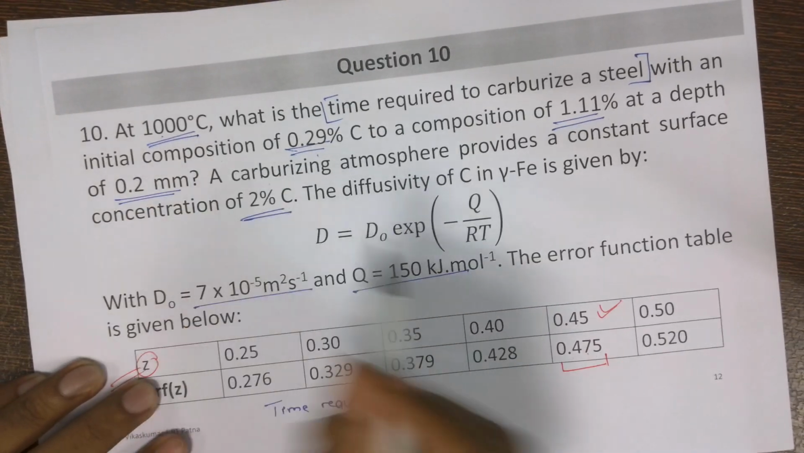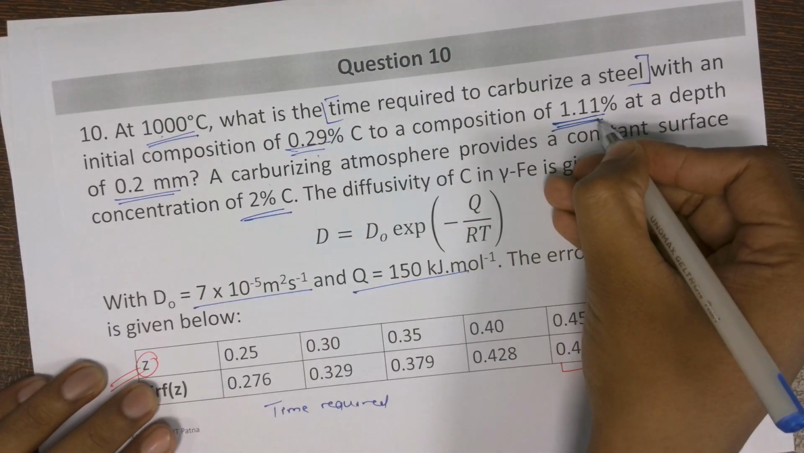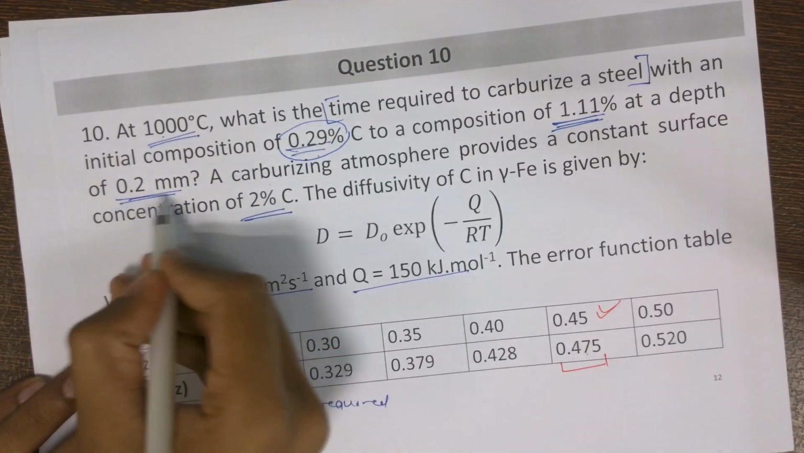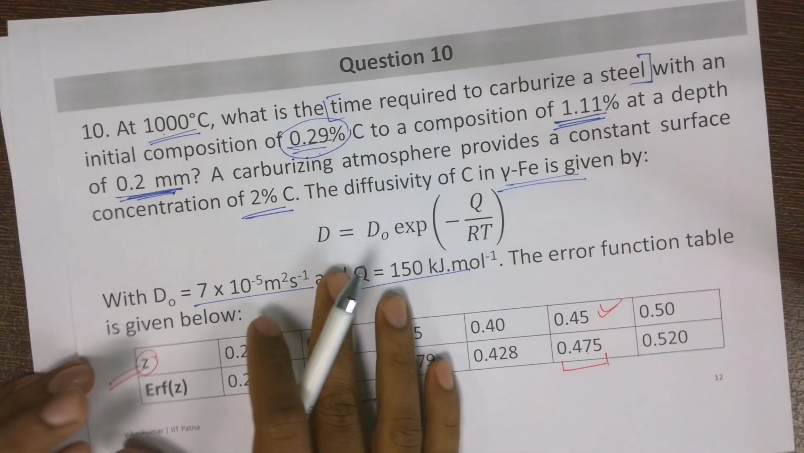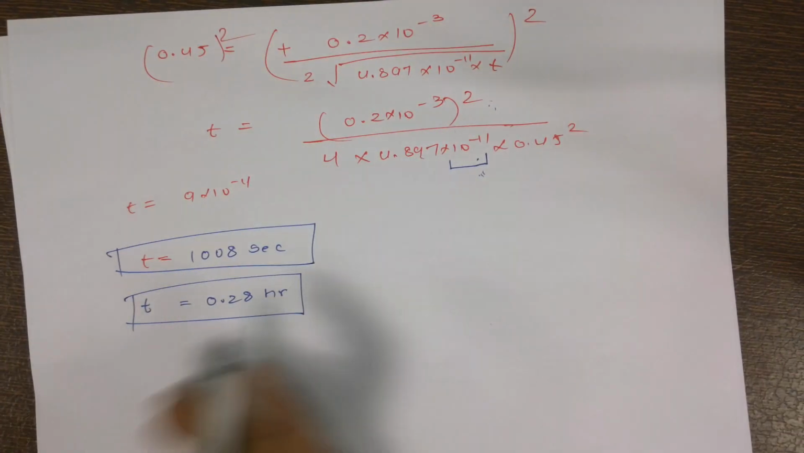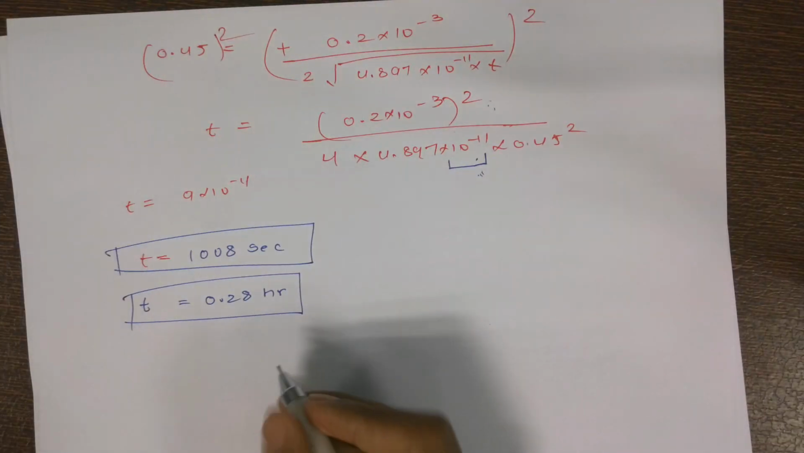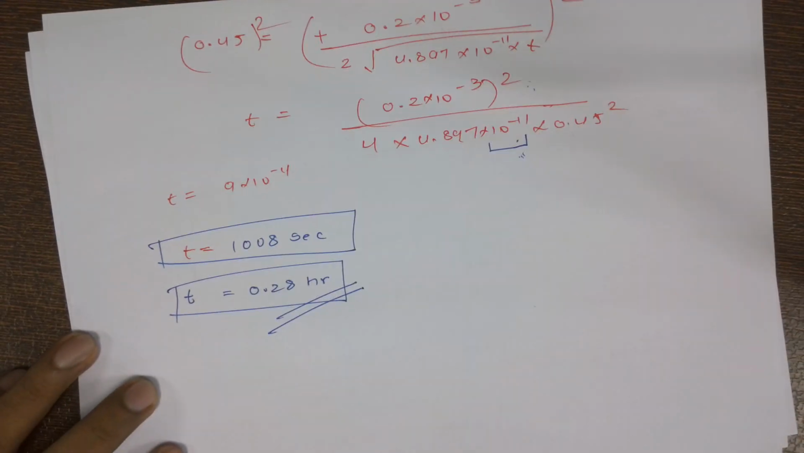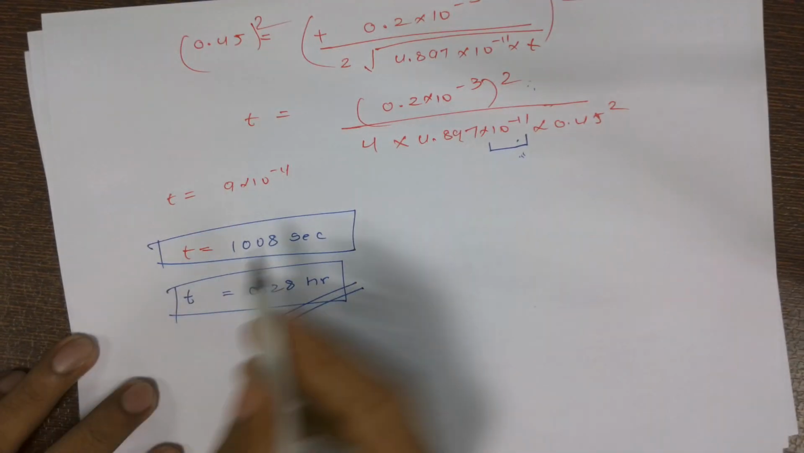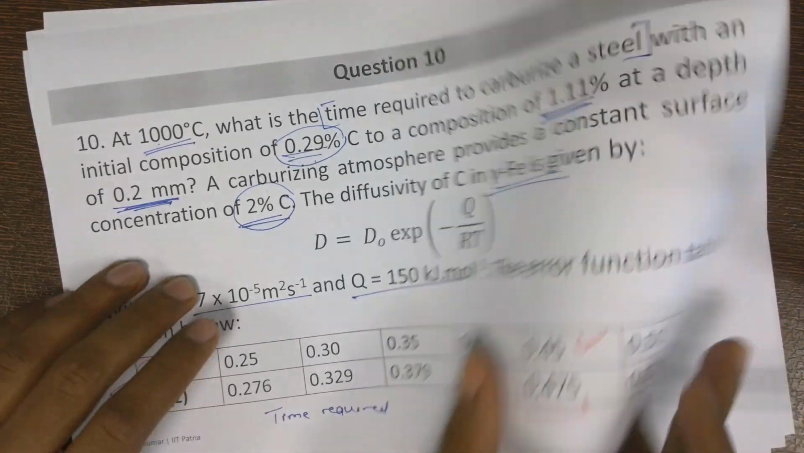So at this particular temperature, if you want to achieve the concentration of 1.11, starting from 0.29 at this depth in the austenite, then you will need to heat it in an atmosphere where the carbon percentage is 2%. The amount of time that you have to keep it in this atmosphere is 0.28 hour, that is 1008 seconds. Okay, so this is the entire procedure that we have followed.